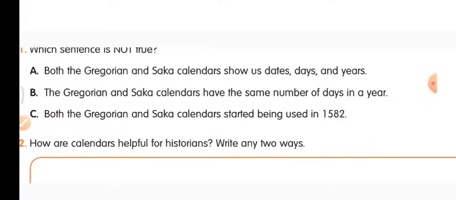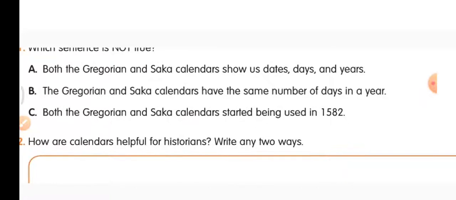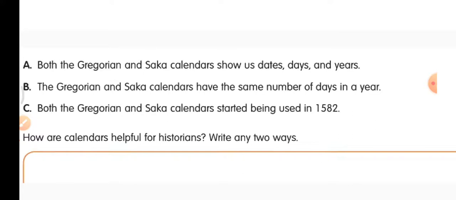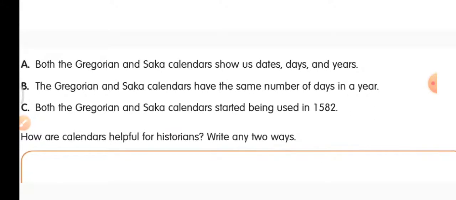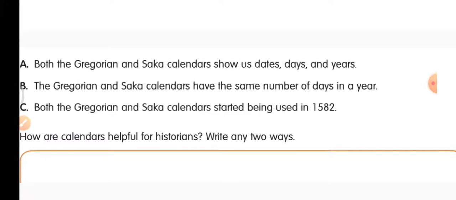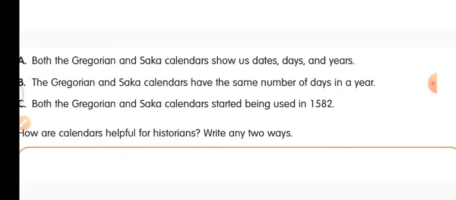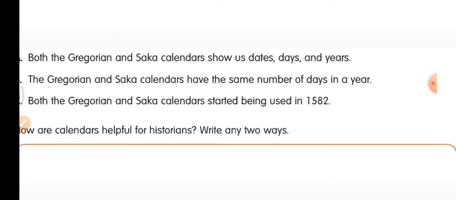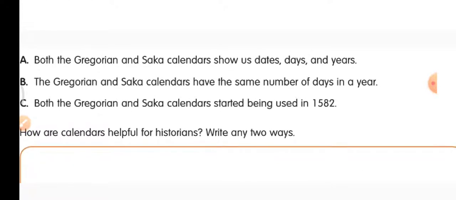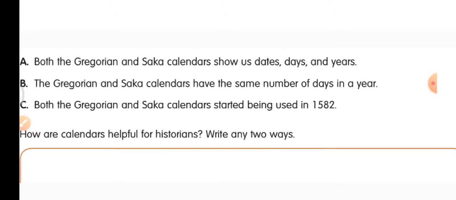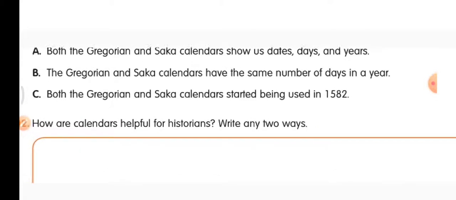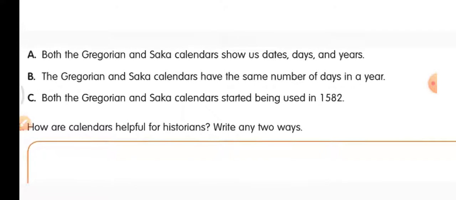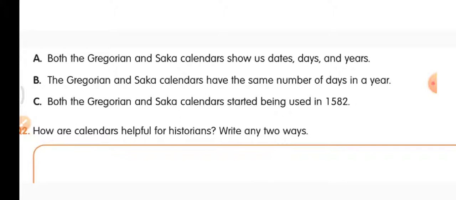This is for homework. You put all the months with the number of days of Gregorian calendar and Saka calendar side to side as a table. Then you calculate what is the total number of days in each year. Then you compare and then you can answer this. You will find out whether they have the same number of days or not.